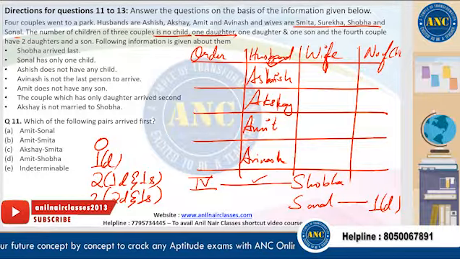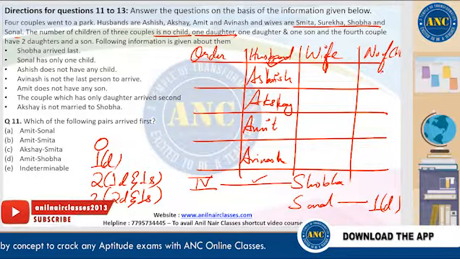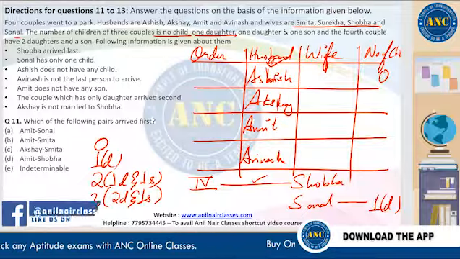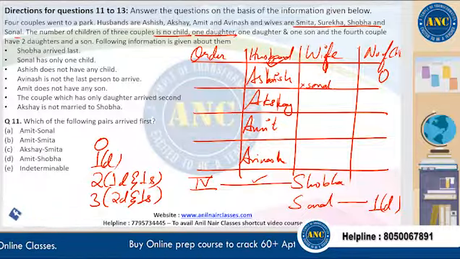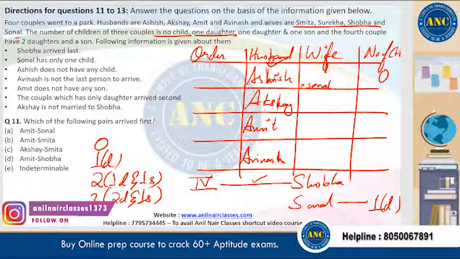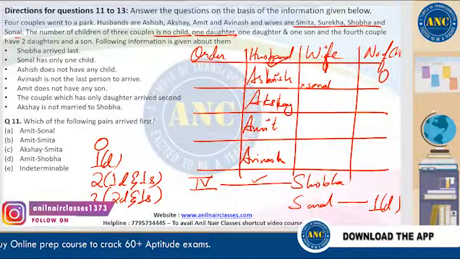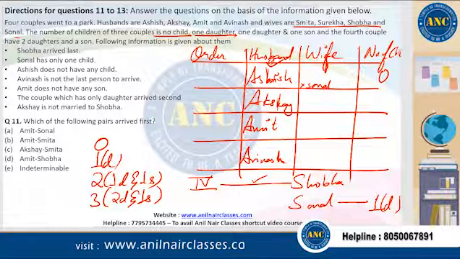Ashish does not have any child. So the number of children is 0, can we say? If that is true, that means Ashish's wife's name cannot be Sonal, right? That's another easy case. That means Sonal's husband cannot be Ashish. Already we have written that. That's something we could fit in our table.